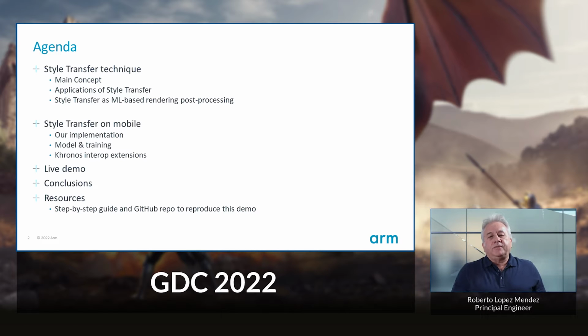The plan is to go first very quick through the concept of style transfer. I will also mention some application of style transfer, especially as a rendering post-processing tool in desktops. Then I will explain in more detail our work to get style transfer working on mobile, the model, the training, and the extension used to optimally share data between Vulkan and machine learning processing space without any copy. Next, I will perform a live demo of our app, and finally, some conclusions.